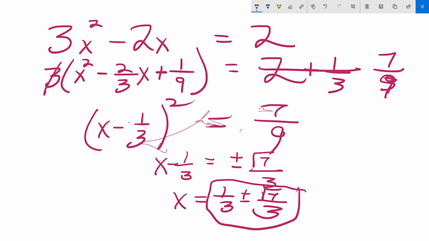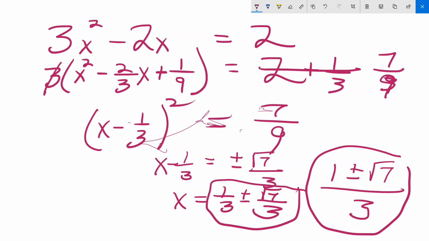You could also, if you wanted to, write that as 1 plus or minus root 7 all over 3. And this is the kind of answer you would get if you'd plugged it into the quadratic formula. But the left circled one is just as valid of an answer. I just haven't combined the denominators. Okay? All right, what else?